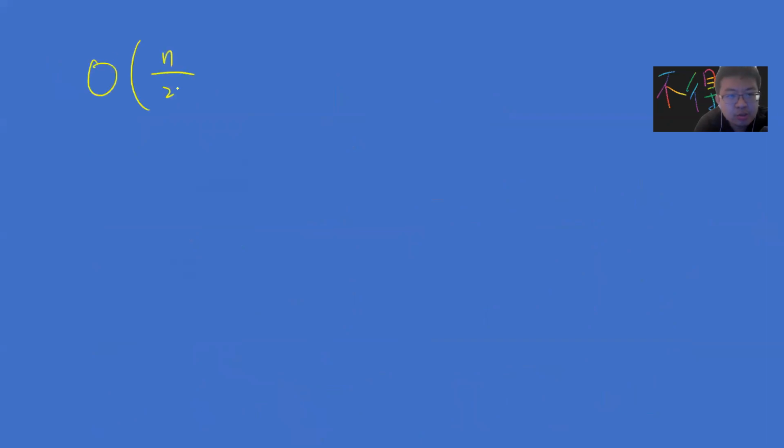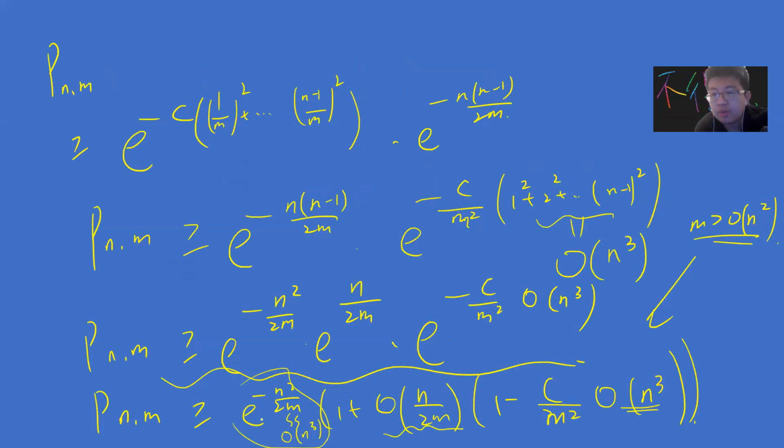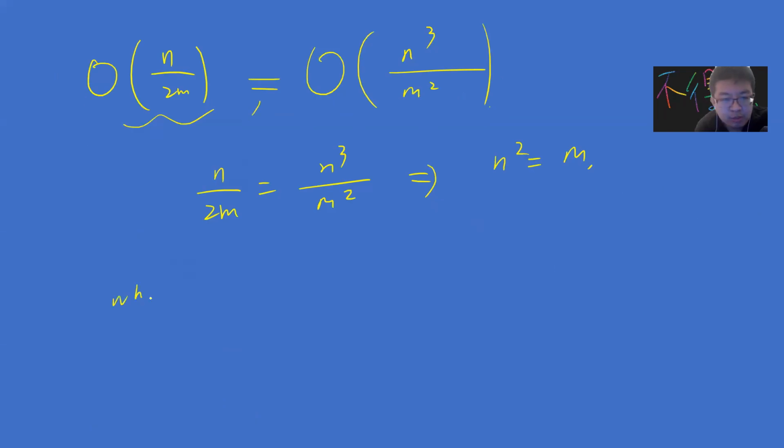So we get 2 error terms, the first error term, and then the second error term is this. Then you can check when they are equal. So you get n divided by 2m equal to n cubed divided by m squared. So you get m equal to n squared. So you can say when m equals n squared, you get something non-trivial here. But when m is greater than big O of n cubed, then definitely you get 1.